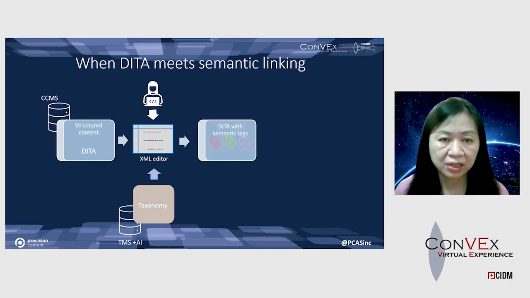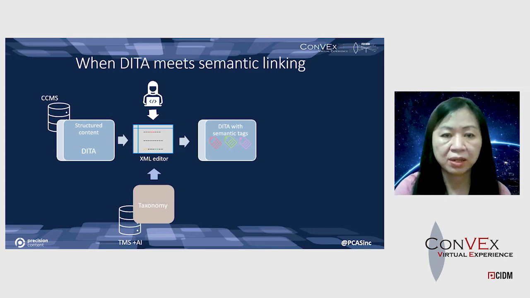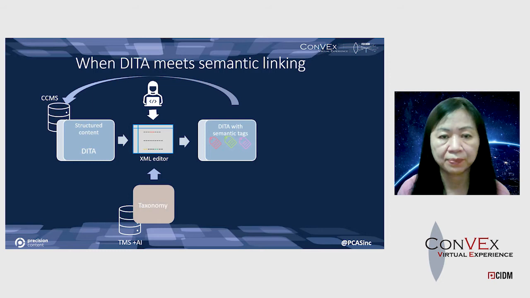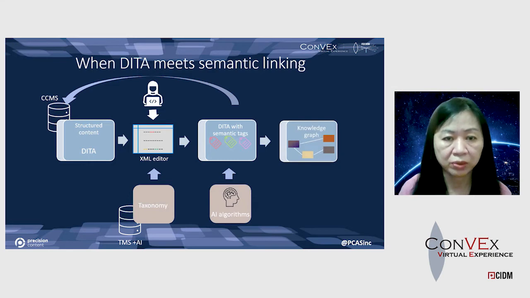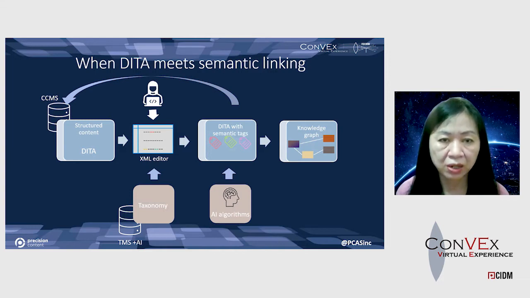We then have this data with these added new semantic tags. This document can then be stored back into the CCMS. Because these newly added tags are machine readable, AI algorithms can work on these tags to form new relationships, to apply logic. They can create a knowledge graph out of this data document. And with a knowledge graph, we can have all these wonderful things such as new business insight, personalized search results, smart content recommendation.